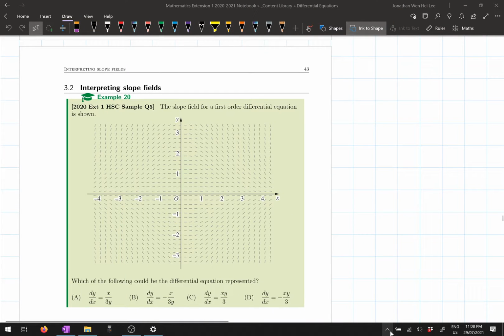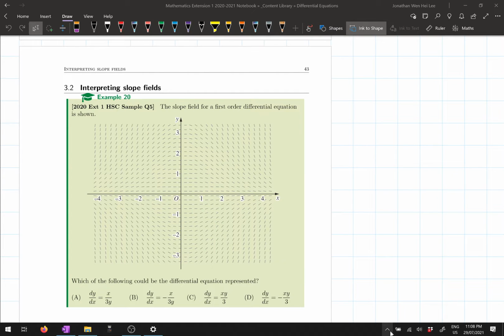Okay, hello Year 12s. This is just a fairly short video where I'm going to be going through this section of interpreting slope fields. In this section, this is probably one of the more common questions I've seen for Extension 1 in terms of this section on slope fields.